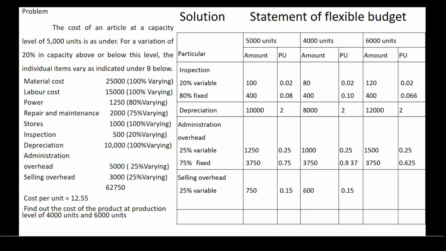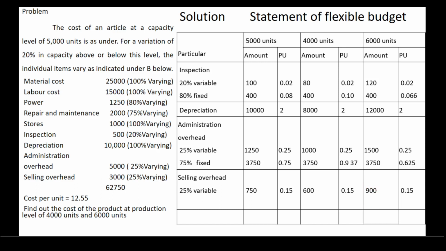And the next level, that is the 6000 units. Here the cost per unit is the same, that is 0.15. So this 0.15 is multiplied with the 6000 units. That is 6000 into 0.15. So now that amount is rupees 900.